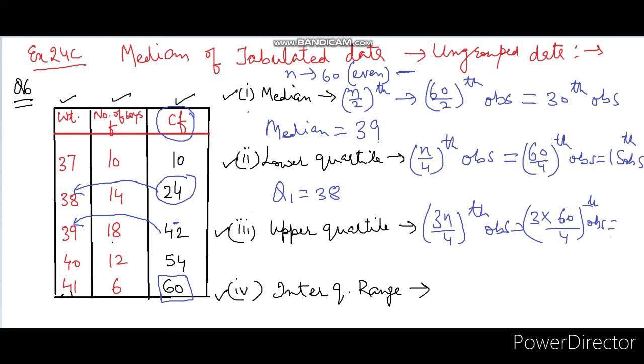It will give me the 45th observation. So upper quartile is our 45th observation. 45, remember, will be seen in the column of cumulative frequency. It will fall in which cumulative frequency? This is 42, this is 54. So 45 falls in the cumulative frequency 54, right? So against this, what is the weight? That is the value of our upper quartile. So the value of our upper quartile Q3 is nothing but 40.